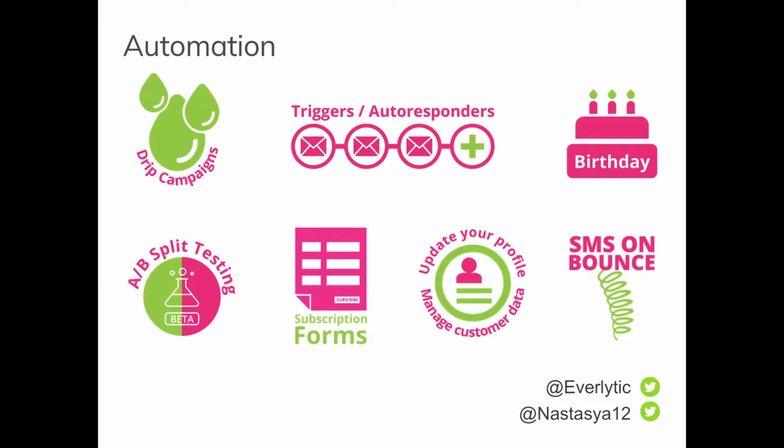A/B split testing, we spoke about that earlier, to test what kind of information you want to send out and see which one is receiving more reads. Subscription forms. Subscription forms is something we haven't really touched on, but it's a way of growing your database. So you would use the Everlytic subscription form on your Facebook or LinkedIn or Twitter page. People would subscribe and automatically get added to Everlytic. So it's a full closed loop. They subscribe to your newsletter, they get added to the database, and then they start that journey of communication.